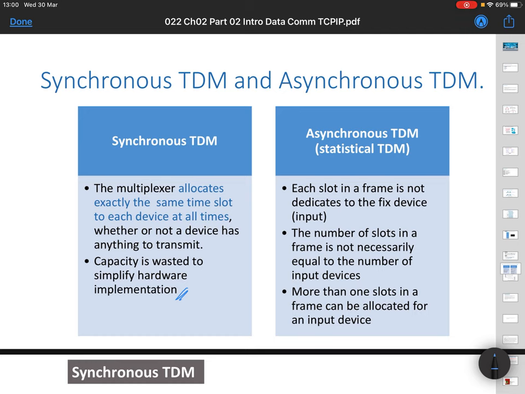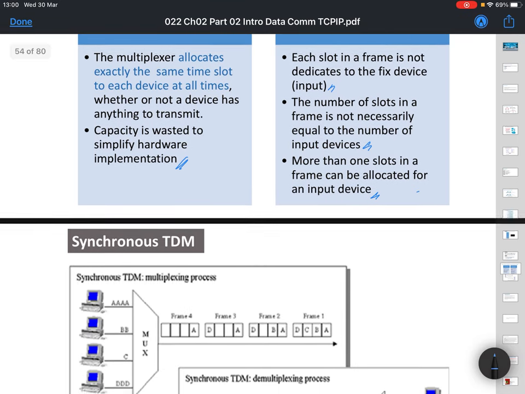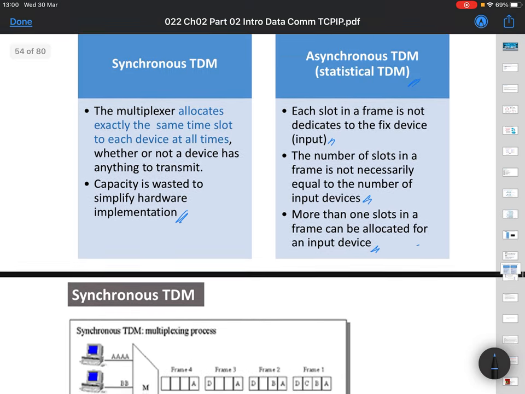For asynchronous TDM, also known as statistical TDM, each slot in a frame is not dedicated to a fixed device. The number of slots in a frame is not necessarily equal to the number of input devices. More than one slot in a frame can be allocated for an input device. So this is another more complicated TDM.